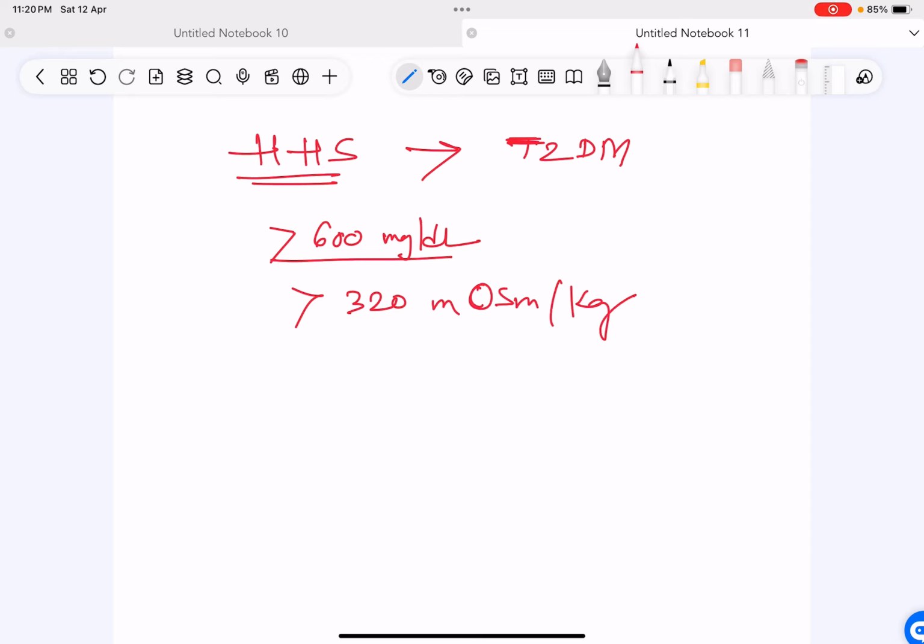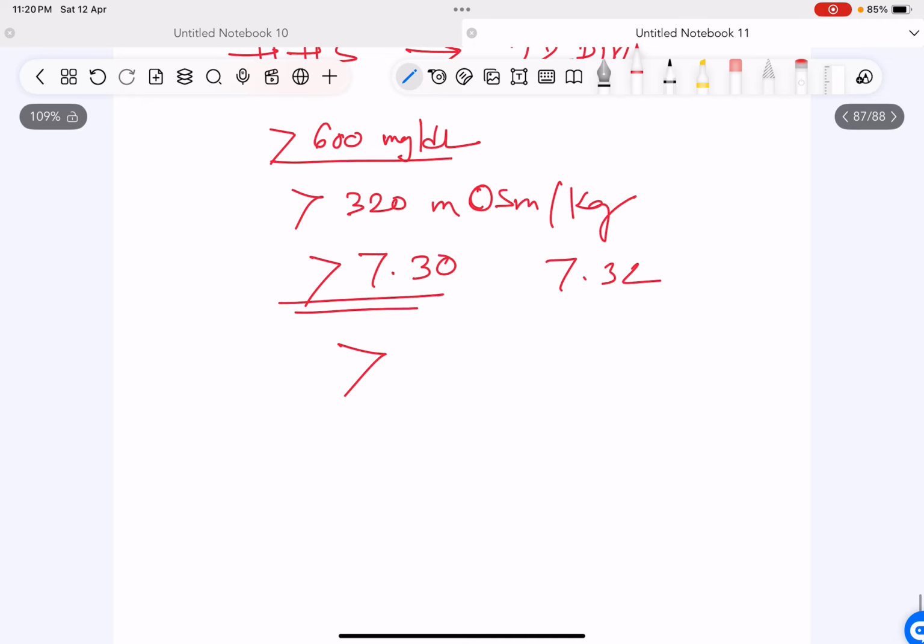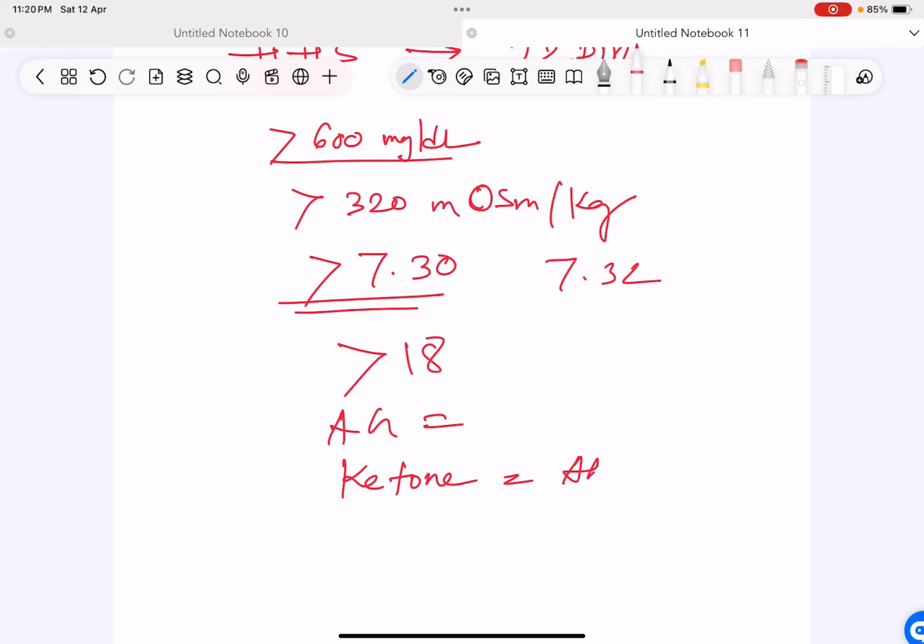Your pH will not be low, pH will be more than 7.3. It is not an acidosis, so pH will be more than 7.30. It may be 7.32, but it will be at least more than 7.30. Serum bicarb will be more than 18 because it is not ketoacidosis. So anion gap will be normal because you don't have any metabolic acidosis. Ketone bodies will be absent.